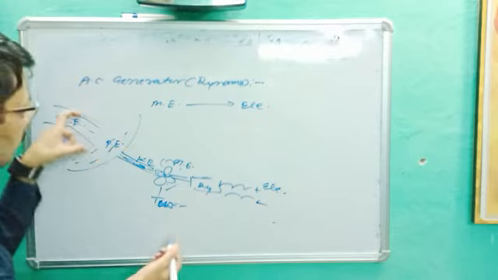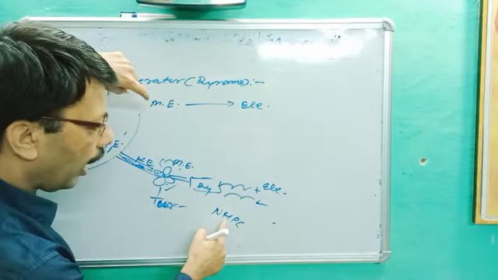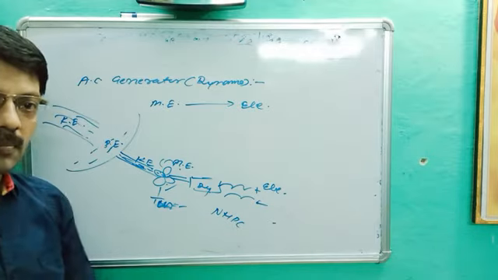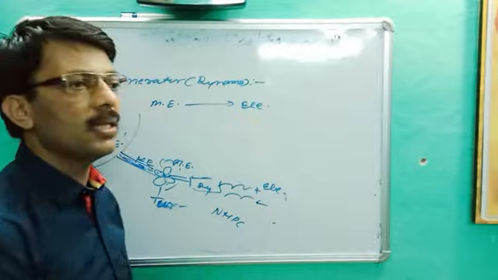Since this electricity is produced by water, this is called NHPC, National Hydro Power Corporation, because this electricity is generated by what? Water.